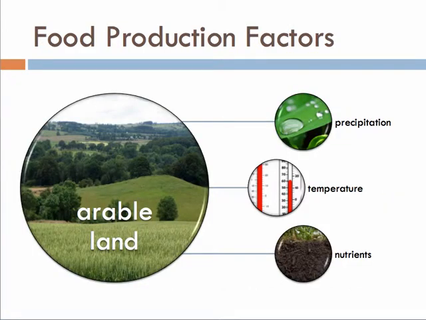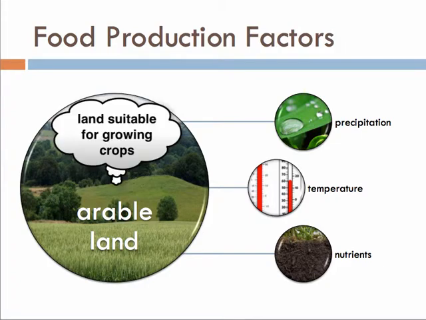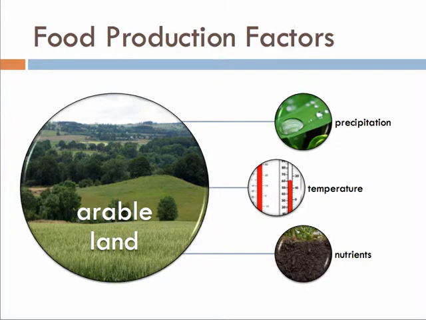Food production is dependent on arable land, which is land that is suitable for growing crops. It's also dependent on precipitation, the amount of rainfall in a given area. Temperature plays an important role in food production, as well as levels of nutrients in the soil. Some nutrients need to be added to particular soils to make them arable. Food production factors like these mentioned impact if crops can be grown, which crops can be grown, and how well they will grow.